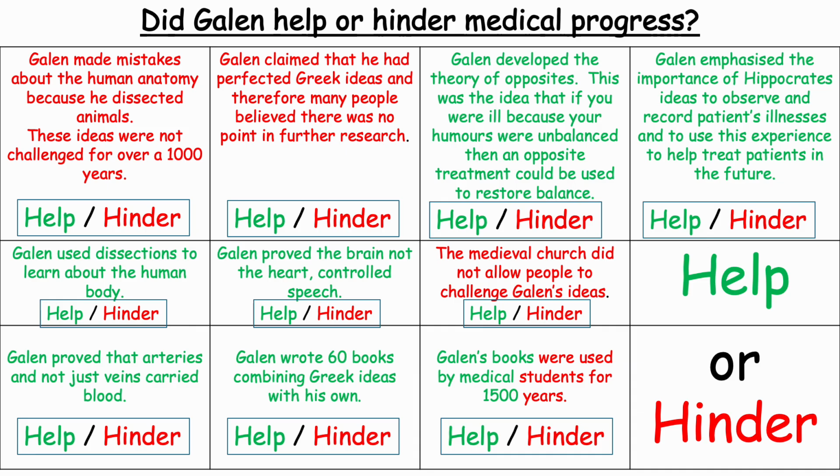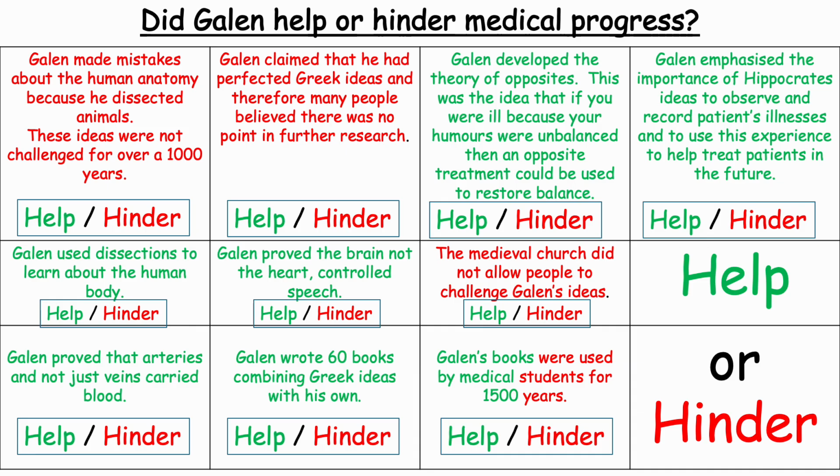Galen developed the theory of opposites. This was the idea that if you're ill because your humours were unbalanced, then an opposite treatment could be used to restore balance. This helped medical progress. Galen emphasised the importance of Hippocrates' ideas to observe and record patients' illnesses, and to use this experience to help treat patients in the future. This obviously helped medical progress.